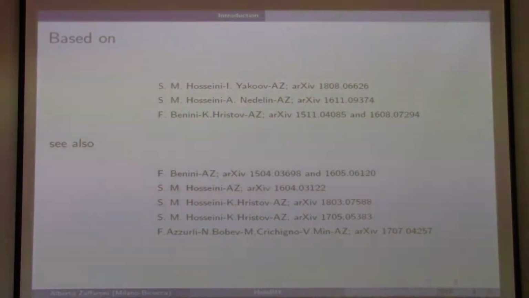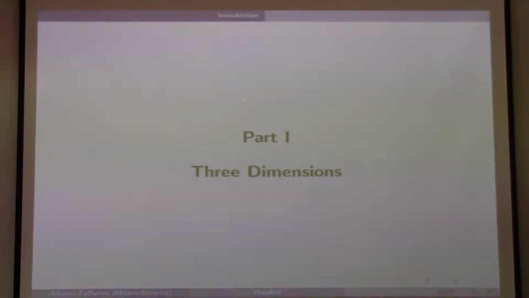The talk is based on a series of papers. There is a more general one, the most recent one, about 5 dimensions. There are older ones, and there is a list of other related things. I've been playing with these objects for a couple of years. Okay, so let me start with part 1, which is 3 dimensions.